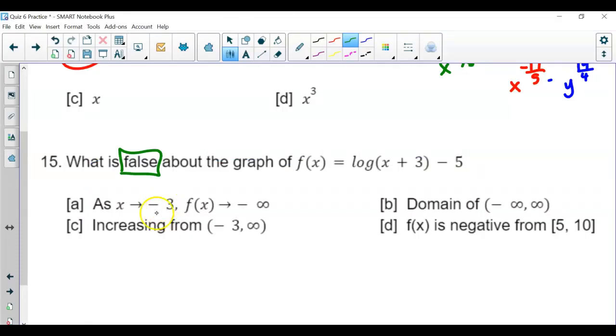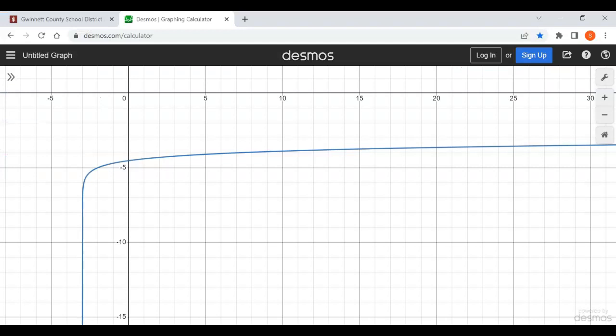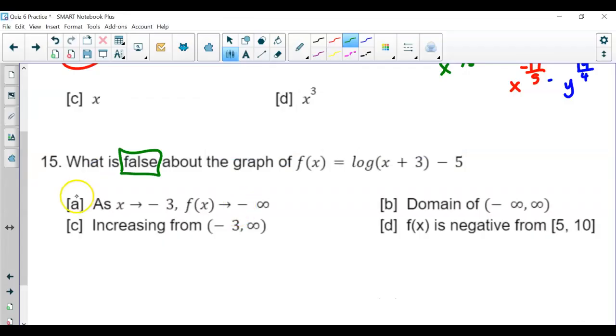Here we go. For our end behavior, as x approaches -3, which is what we just said was the asymptote, what is our end doing? It's going down to -infinity. So this statement is true. Let's go to B. Oh, the domain. Is the domain all reals? No, because of the log. Remember, guys, it's the range that is all reals. The domain is cut off because it's going all the way up to -3. So B is our false statement.